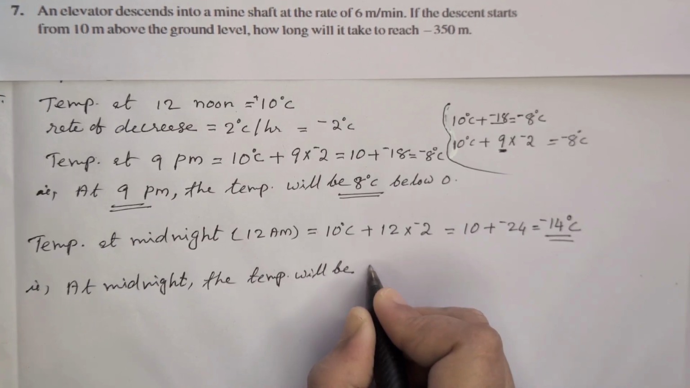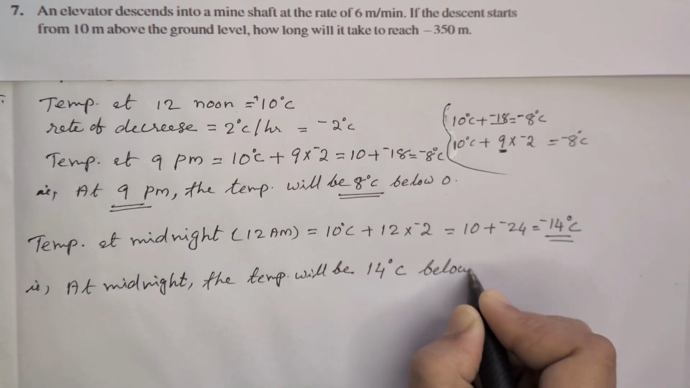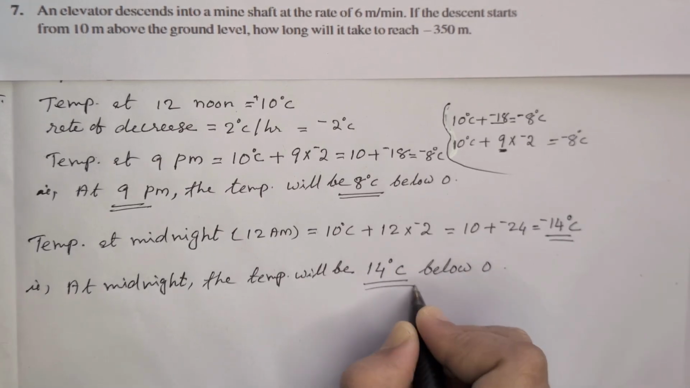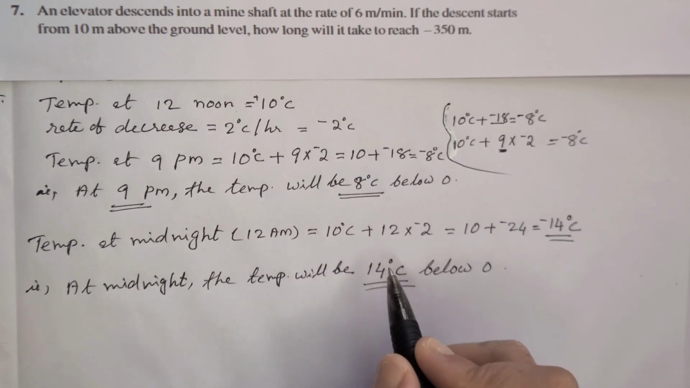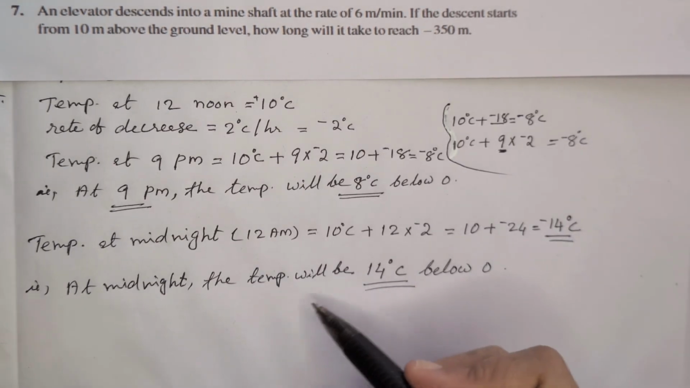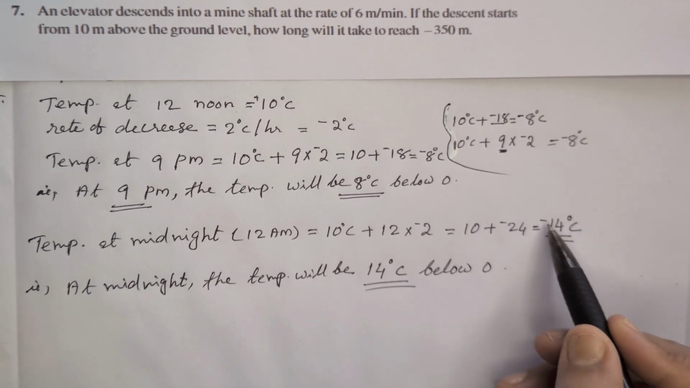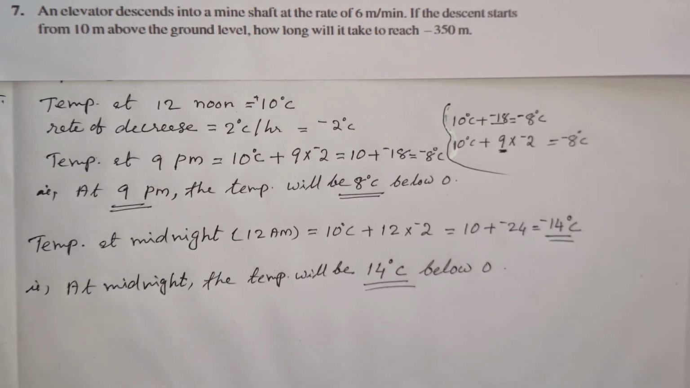Minus 14 degrees Celsius, or 14 degrees Celsius below 0. At 12 a.m., 12 midnight, minus 14 degrees Celsius is the temperature. The same thing we can write as 14 degrees Celsius below 0. The negative sign represents below 0.